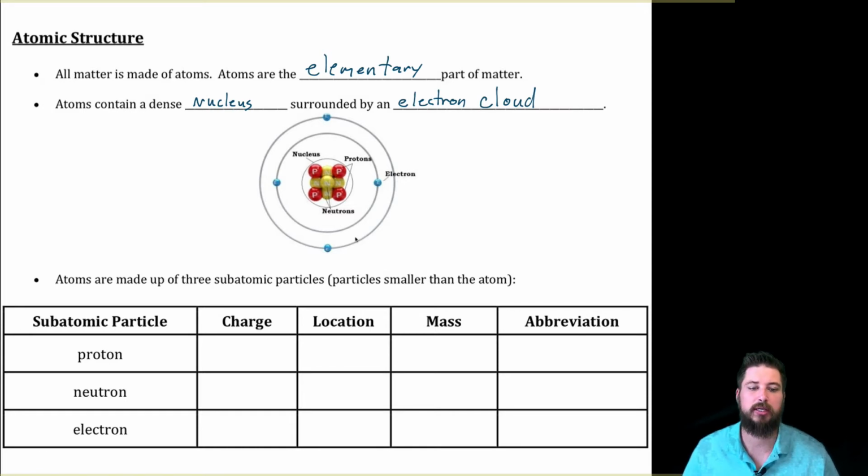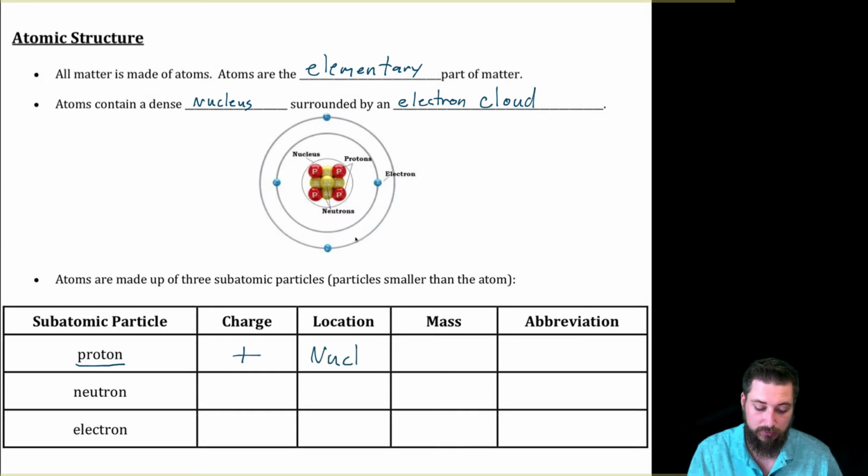Now, atoms are made of 3 subatomic particles, all right? Those are just particles that are smaller than the atom. The first one is a proton. A proton has a positive charge. It is located in the nucleus. We say that it has a mass of 1. We abbreviate it as a P with a plus, or just a P.